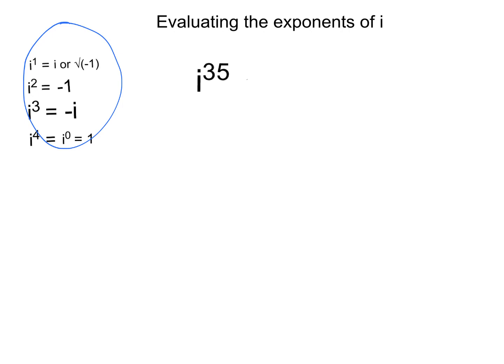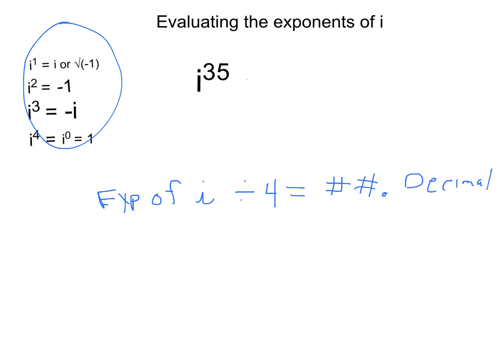Okay? So first thing I'm going to do, I'm going to teach you a little trick. What we're going to do is take the exponent of i and divide it by 4. Now what this is going to do for us is give us some number and a decimal point. Okay. So we don't want this. We're interested in the decimal, so we take that decimal and then times it by 4, and it gives us our new exponent of i.